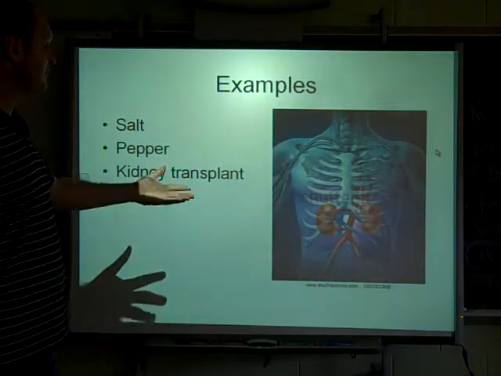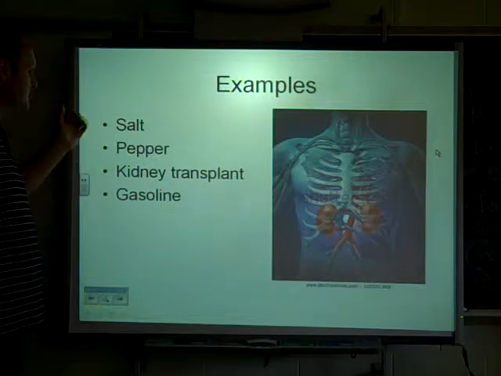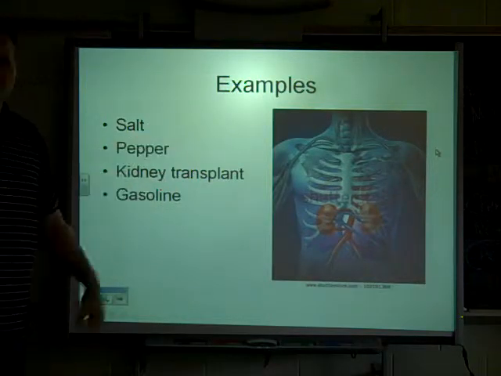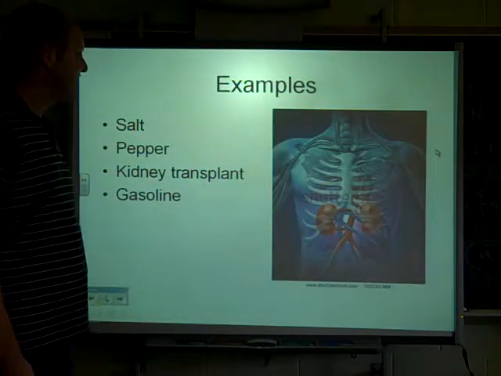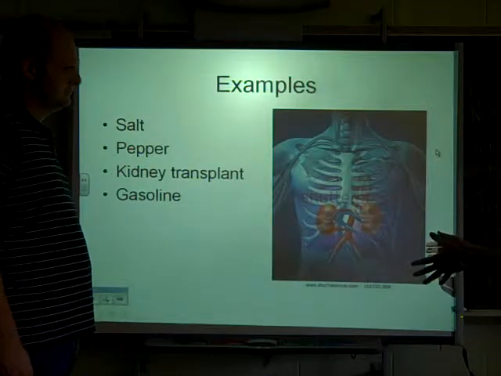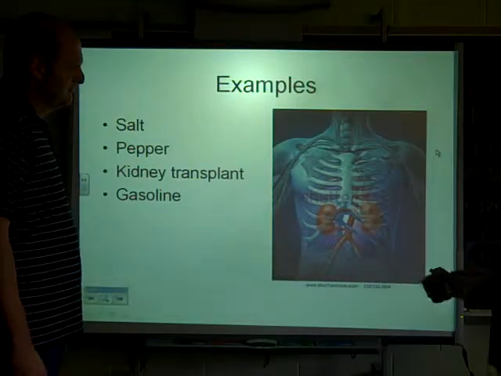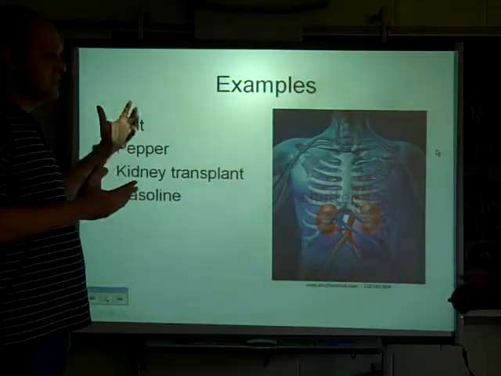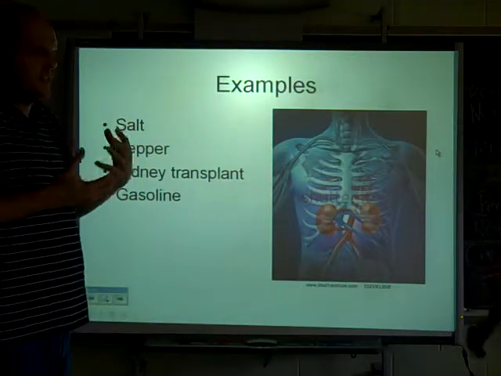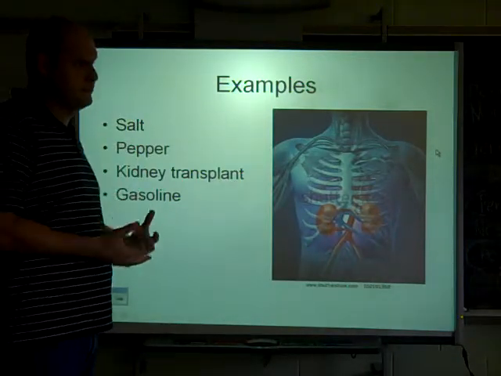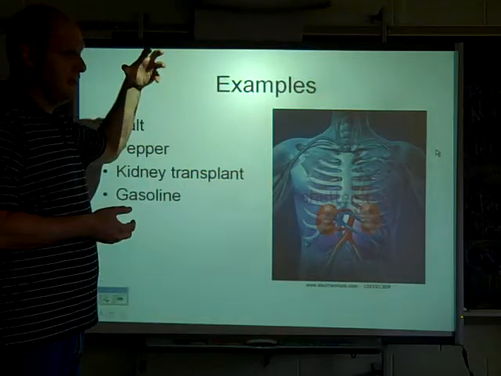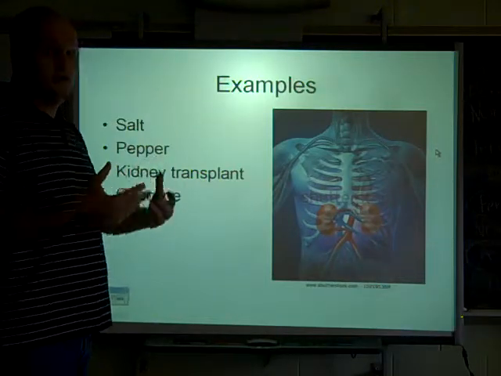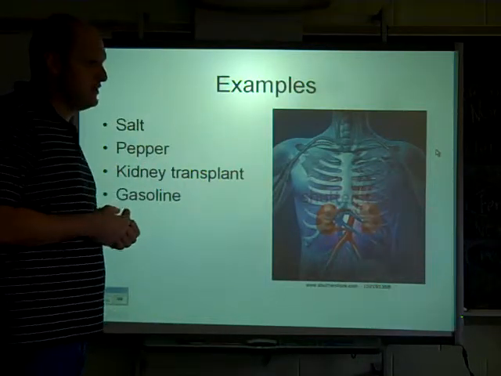Some examples of this would be salt, pepper, a kidney transplant, and gasoline. Why would a kidney transplant be considered so inelastic? Well, because as the price of a kidney transplant, which is a very expensive operation, goes down, you're using a large proportion of your income. Right. Even as that goes down, the total revenue of what is being taken in is going to go down as well.